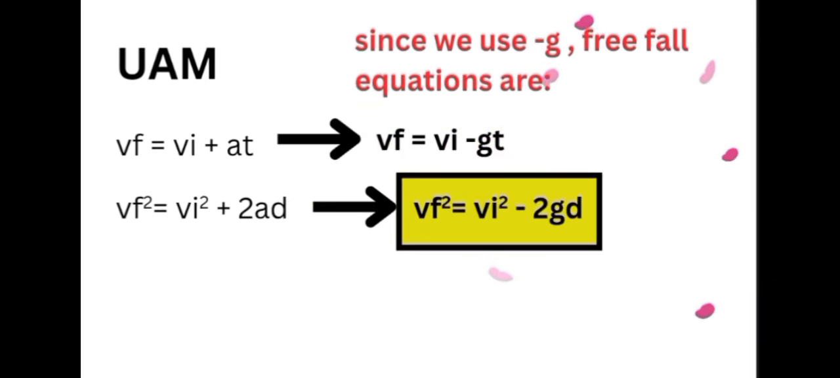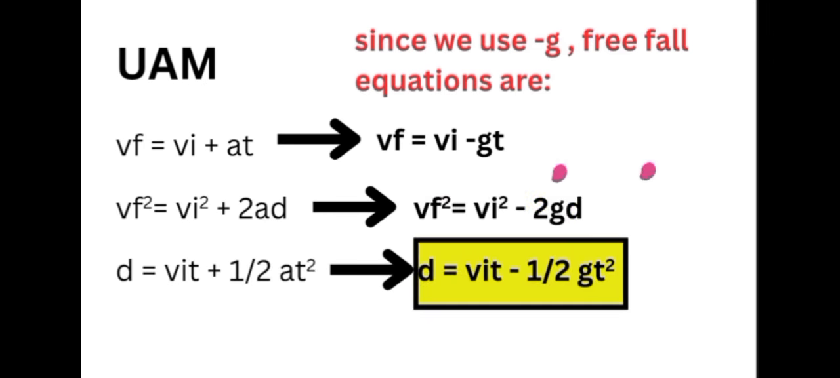Second equation, Vf squared equals Vi squared plus 2ad. So from this, changing the a to g will become Vf squared equals Vi squared minus 2gd. Next, d equals Vit plus 1/2 at squared. So, under free fall, it becomes d equals Vit minus 1/2 gt squared.